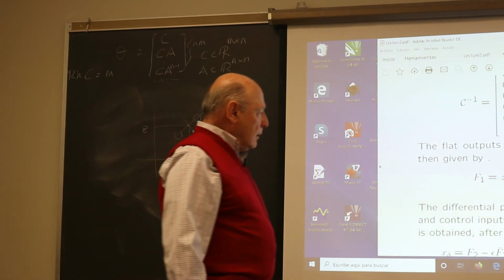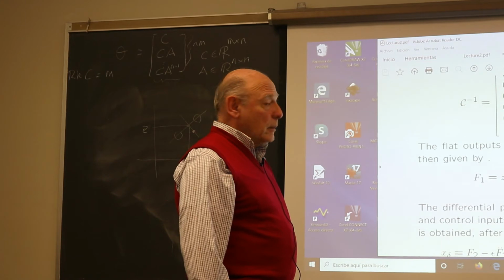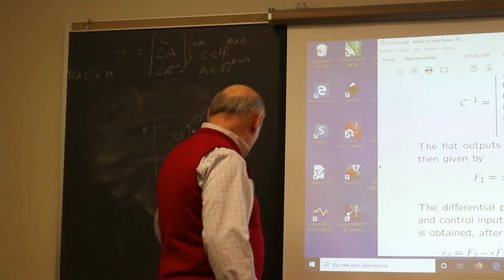So it's a little bit different, because in the linearization you lose a lot of information, but that's the set of flat outputs. How did you go from the inverse of the controllability matrix to the flat output? Multiplied by the Kronecker matrix.